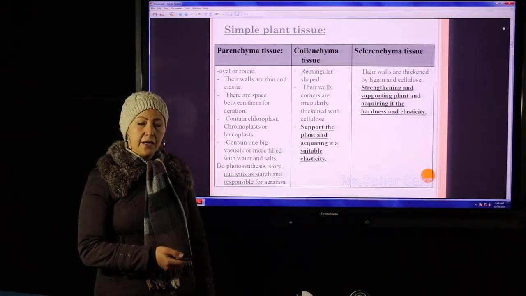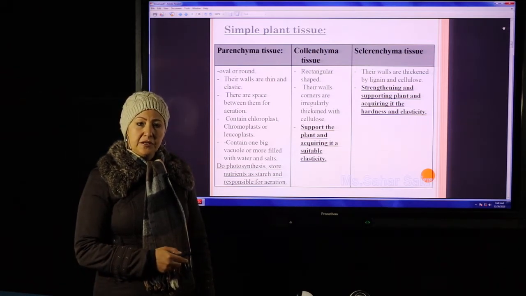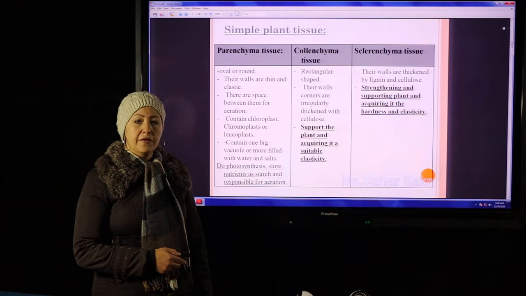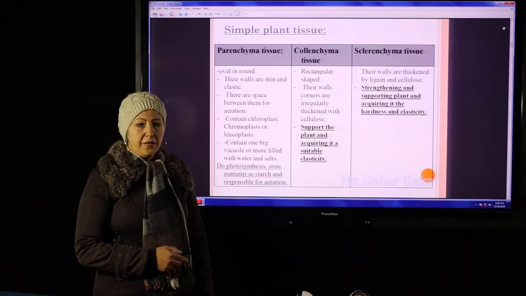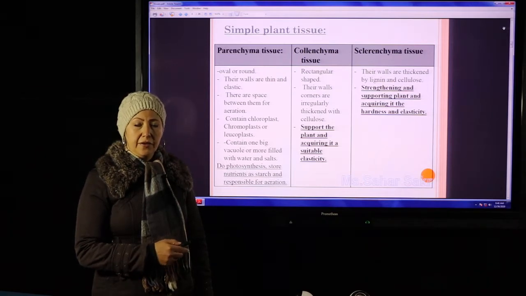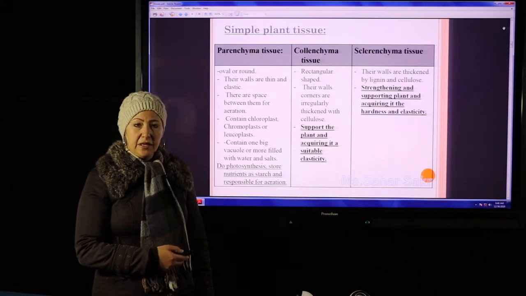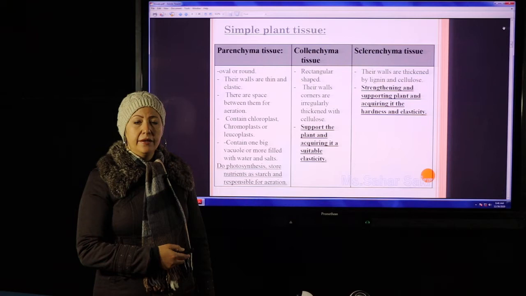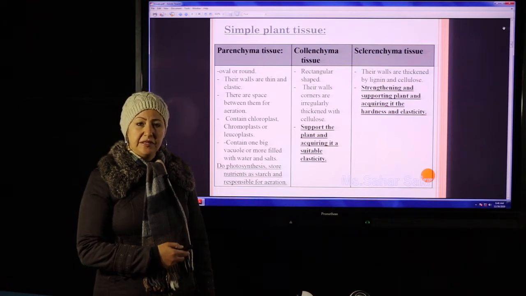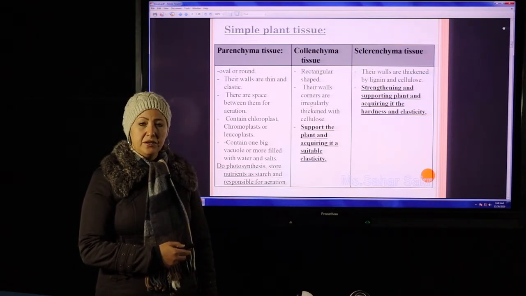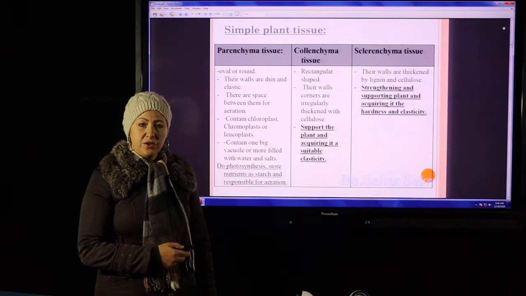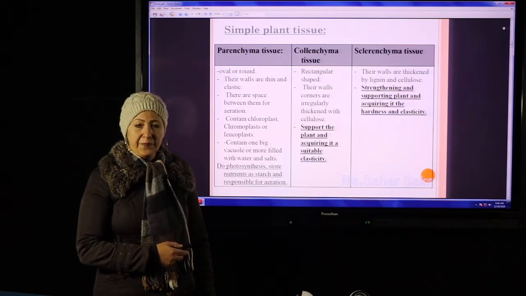What is the character of this tissue? This tissue consists of a group of similar cells, as we said before, and the cells are thin-walled. There is no thickness in the outer layer of the cell or in the cell wall. The cell wall is thin, and there are spaces between the cells for aeration. So the main function of this type of tissue is aeration, or to let the gas exchange.